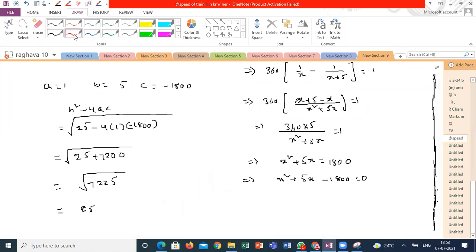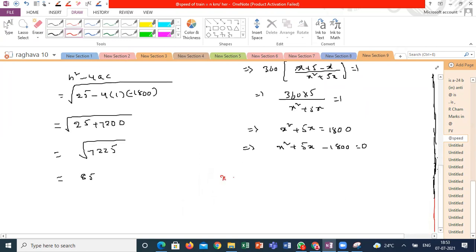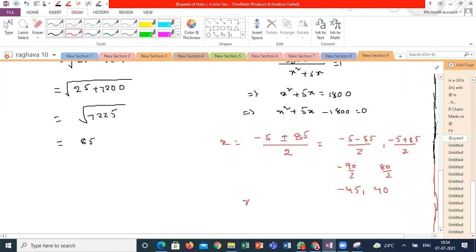So if I am substituting in the formula, x is equal to minus b plus or minus square root of b square minus 4ac, that is 85, divided by 2. This will be minus 5 minus 85 by 2, comma, minus 5 plus 85 by 2. This is minus 90 by 2, 80 by 2. Minus 45, comma, 40. Which is the possible answer? x is equal to minus 45 or 40.